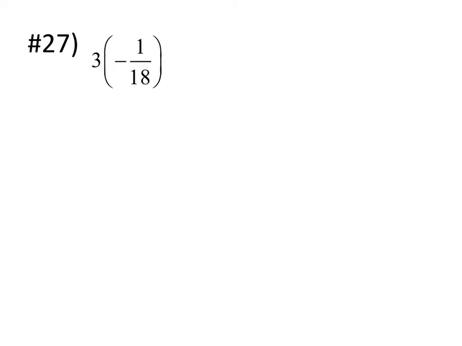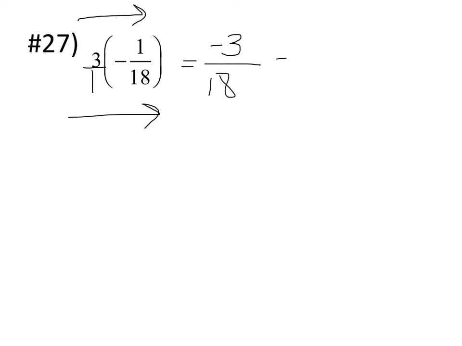Okay, here you've got a whole number multiplied by a fraction. So I'm going to make the whole number a fraction to make it look easier. And when you multiply fractions, remember, we just multiply straight across. So this becomes 3 times negative 1. I'm going to go ahead and assign that negative to the numerator. So 3 times negative 1 is negative 3 over 1 times 18 is 18.